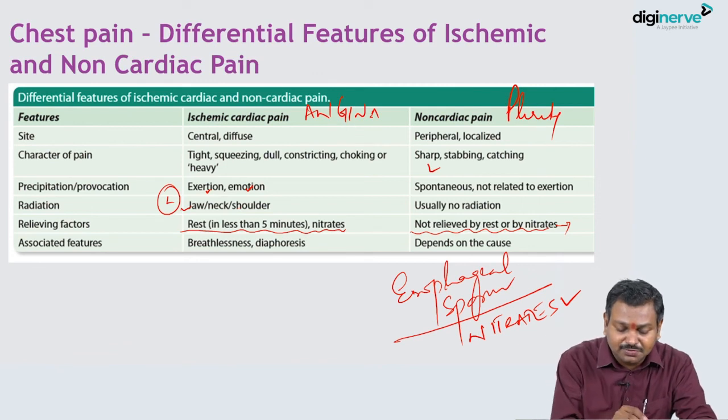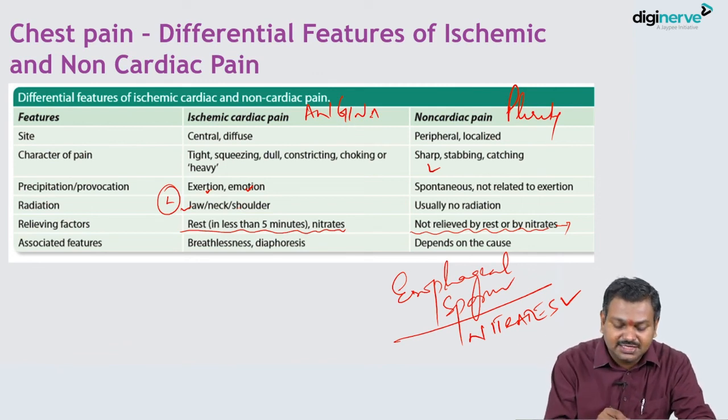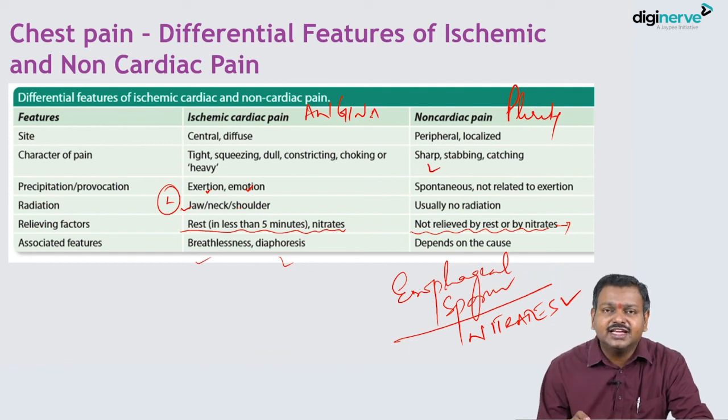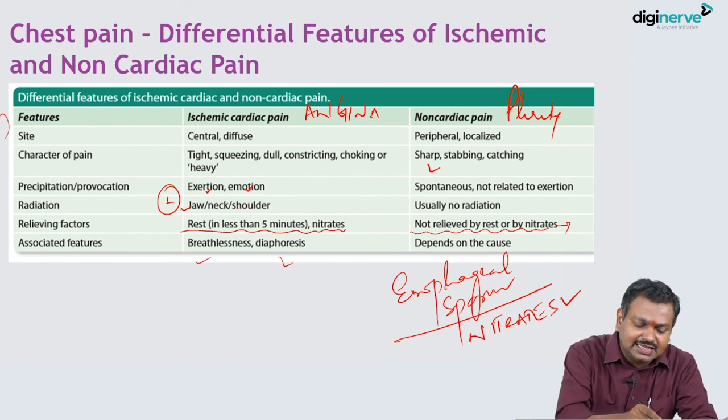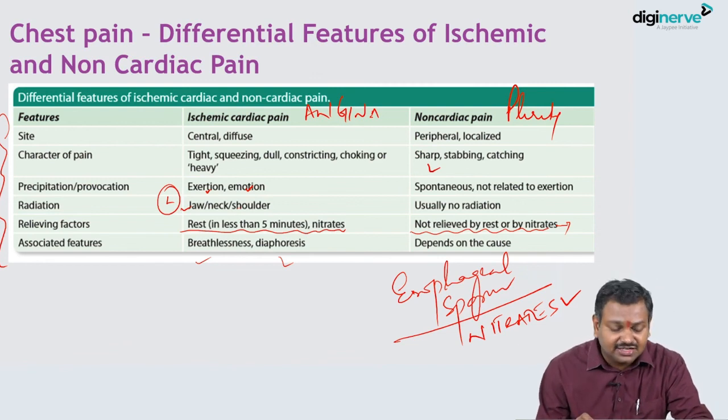The associated features in cardiac chest pain are breathlessness and diaphoresis, whereas non-cardiac chest pain, if it is pleurisy, may be associated with fever, cough with expectoration, or pain on one side. If it is gastrointestinal, there could be associated nausea, vomiting, hematemesis. So it's very important to differentiate an ischemic cardiac chest pain from a non-ischemic chest pain, and these factors help us: the site of the pain, the character of the pain, the precipitating factor, the relieving factor and the associated features.